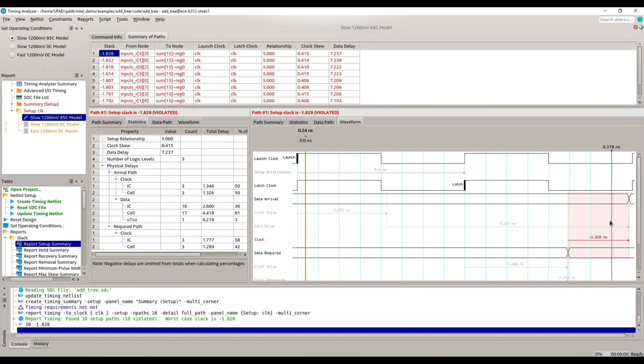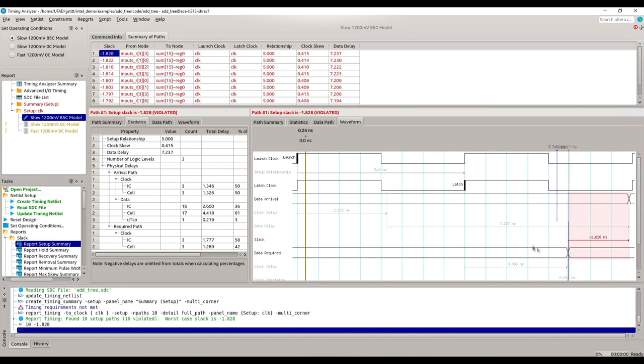Now, we can see there's a problem because if we look down here, the data required time is right here. So we have a setup violation because our data arrival time is right here. Our data required time is over here. And so we have this negative slack of negative 1.828 nanoseconds.